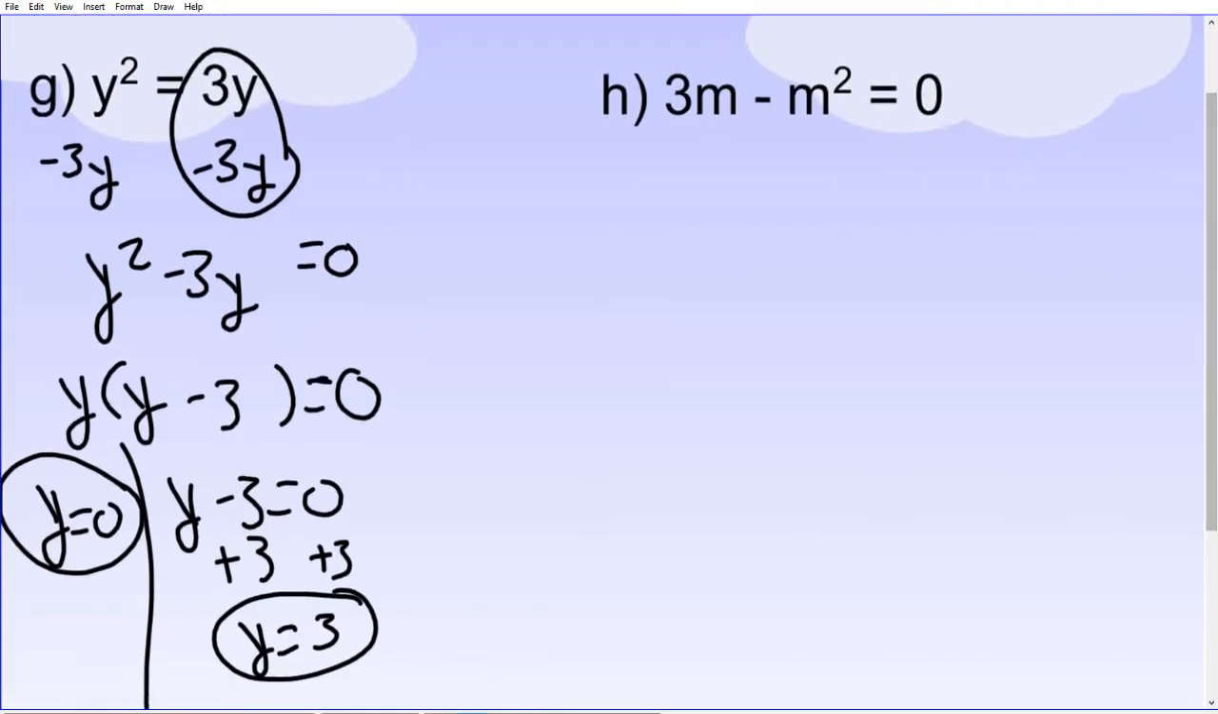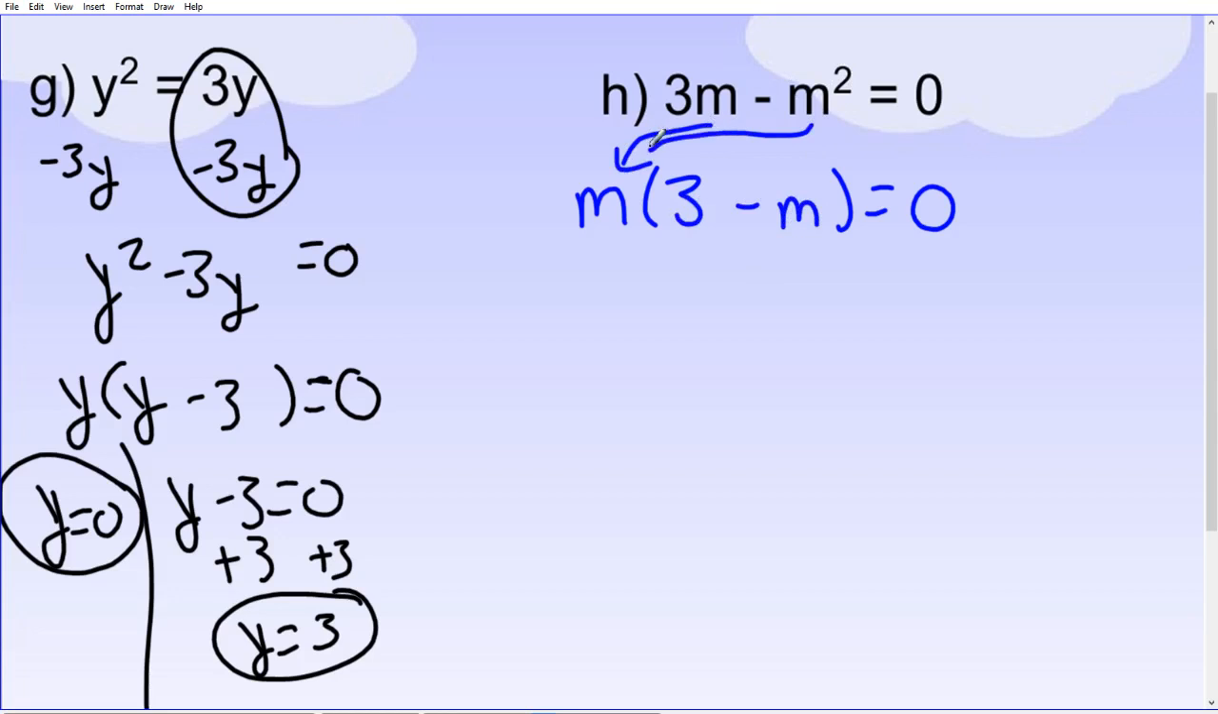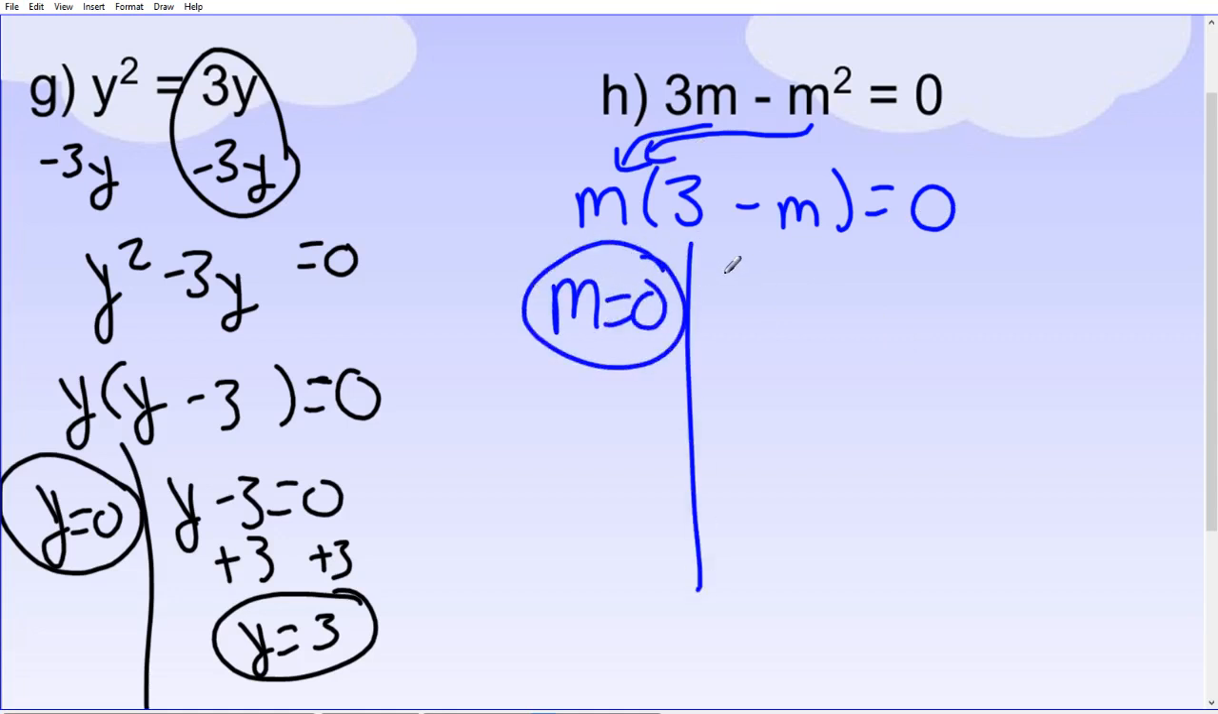Last one, letter H. These both have an m that can be factored out. If I factor out an m from this one, I'm left with the 3 behind because my m got pulled out. From the other, if I factor out an m, I still have one m left because one of his m's got pulled out. If I solve this, let's see, either m equals 0, and that's done, or 3 minus m equals 0. Check your solving the equations on this one.